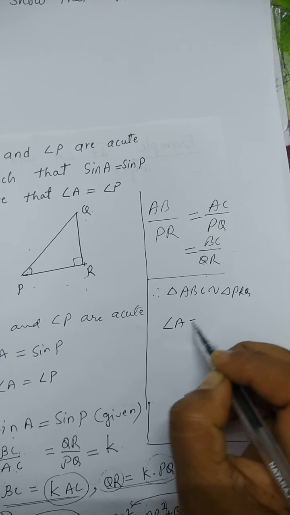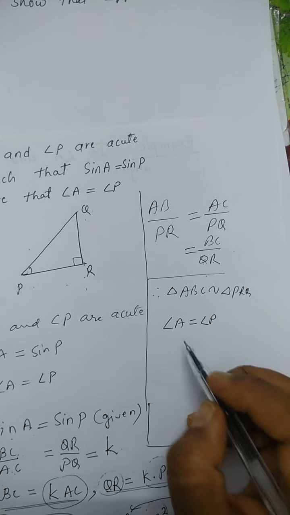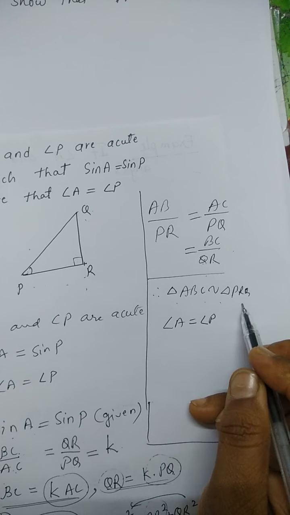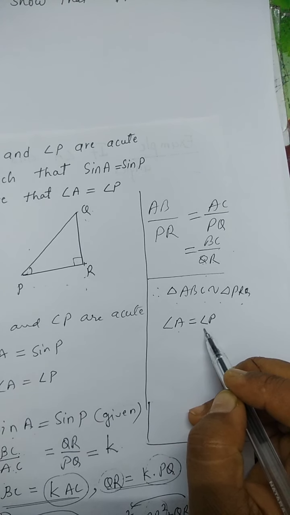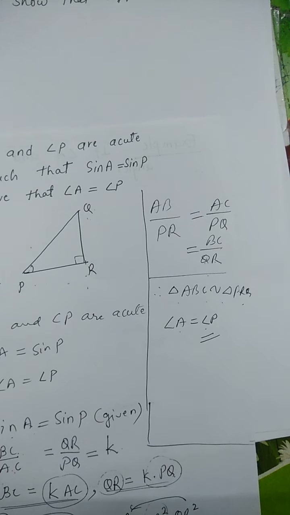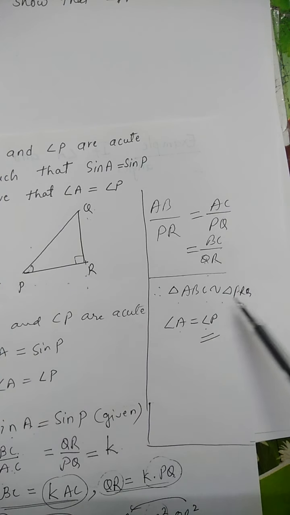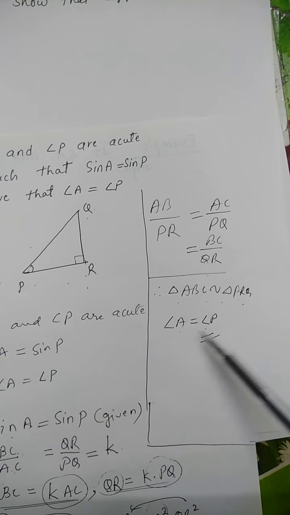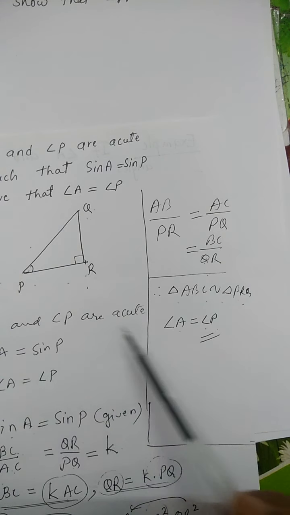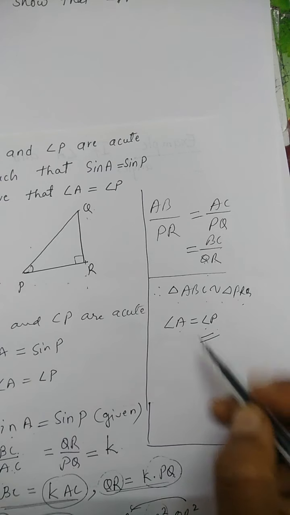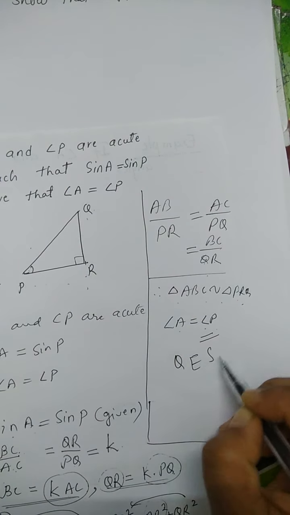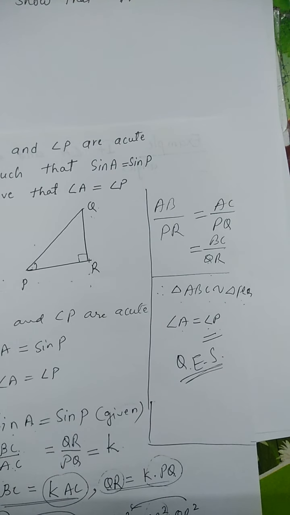So angle A will be equal to angle P, because when two triangles are similar, the corresponding angles are equal. This is the condition for similarity. The corresponding sides should be in the same ratio and corresponding angles must be equal. Then the two triangles are similar. So we have proved that corresponding sides are in the same ratio. So two triangles will become similar. That's why their corresponding angles are also equal. Angle A will be equal to angle P. This only we have to prove. So quite easily solved. Right?